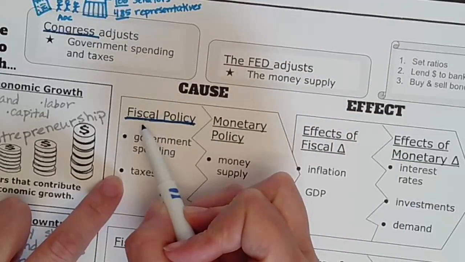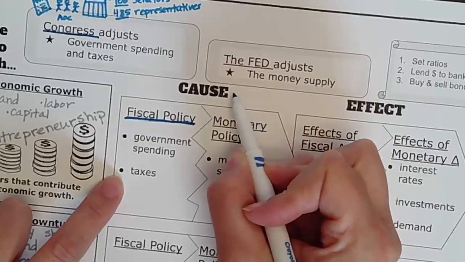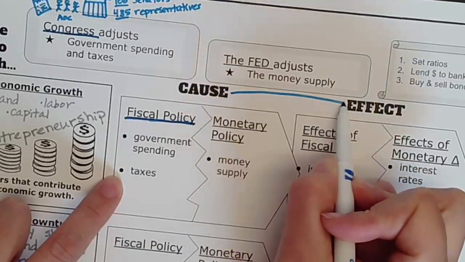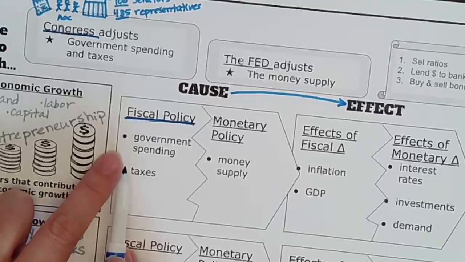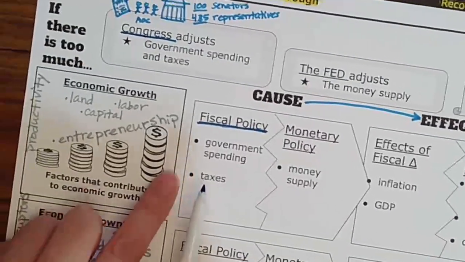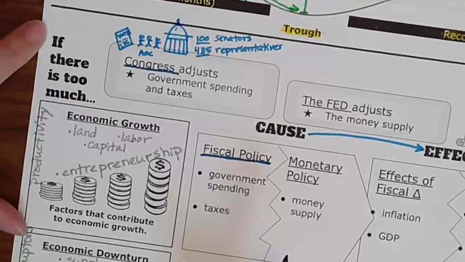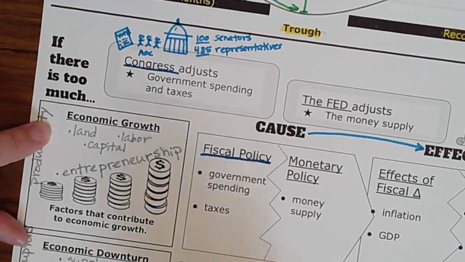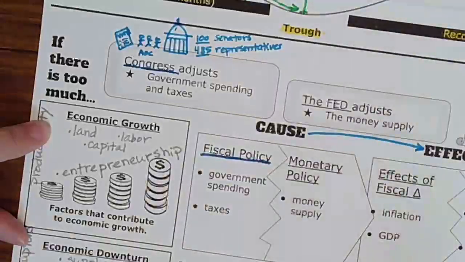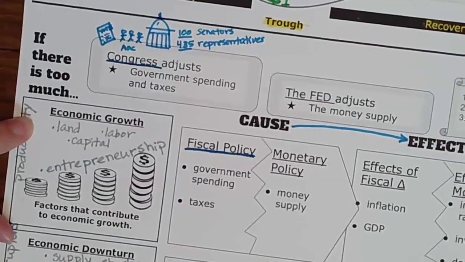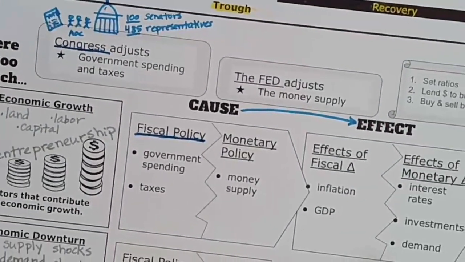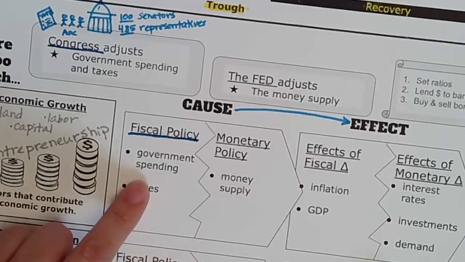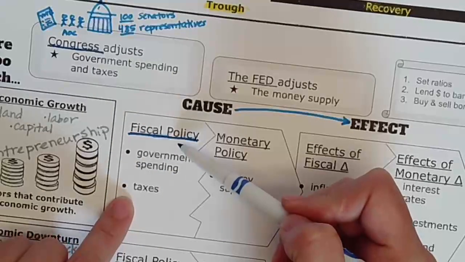So you'll see here that I have made kind of a cause and effect. Whatever Congress decides to do with the fiscal policy is going to have an effect. But they do need to do something. So let's say, for example, that there is too much economic growth. We're getting into hyperinflation, and that is a dangerous territory. We don't want things to cost too much. What can Congress do?